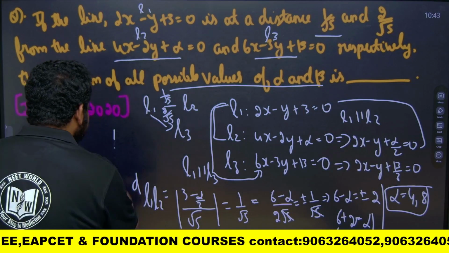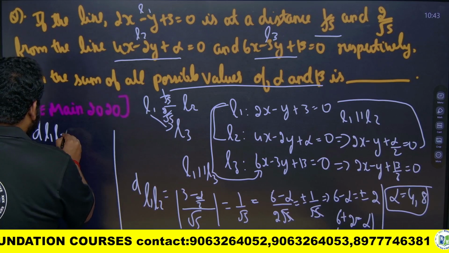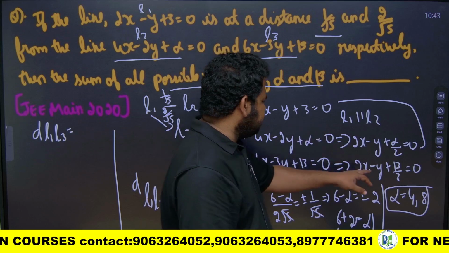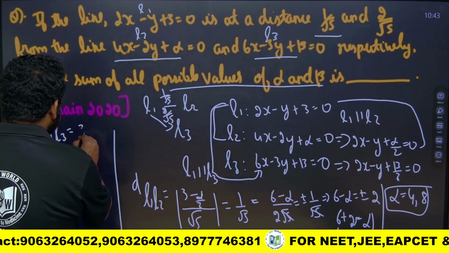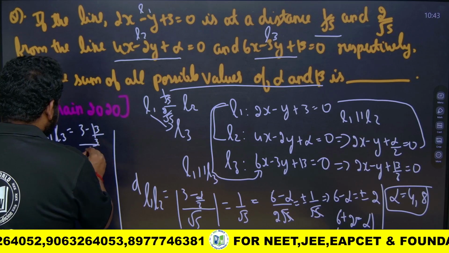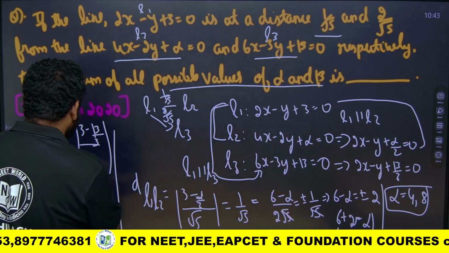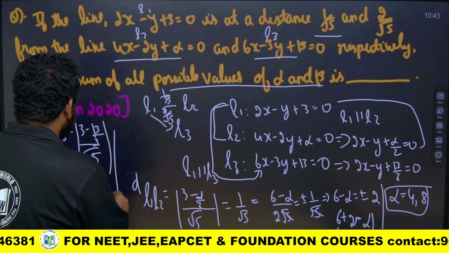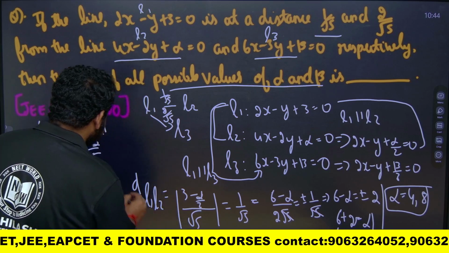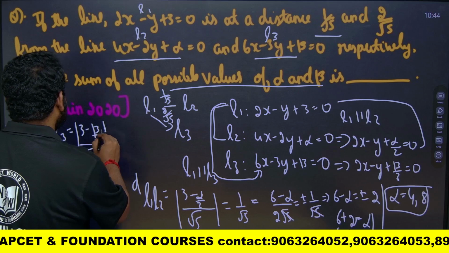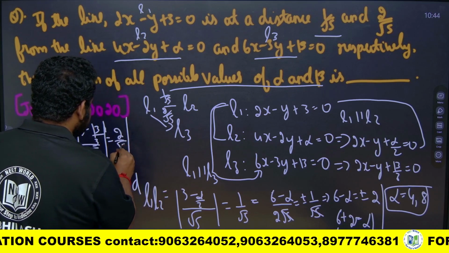Now if I take the distance of L1 L3, I will get beta. The distance of L1 L3 is the modulus of 3 minus beta by 3, divided by the square root of a square plus b square. The square root of a square plus b square is again root 5 because it is the same. This entire value is equal to 2 by root 5.